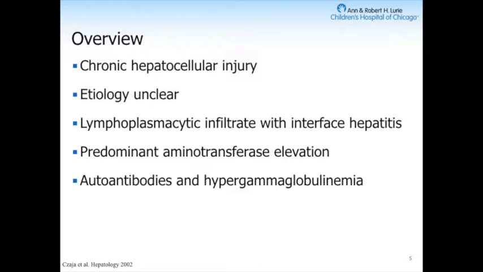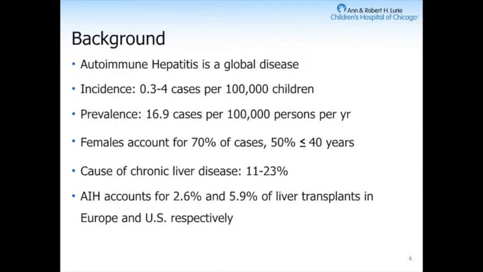So there's chronic hepatocellular injury in autoimmune hepatitis. The etiology is not clear. There's a lymphoplasmacytic infiltrate with interface hepatitis. You have high AST, ALT. You have autoantibodies and hypergammaglobulinemia. So this is a global disease. It's rare, as has been told to you before. There are 0.3 to 0.4 cases per 100,000 children. There are more females. It's a cause of chronic liver disease in 10 to 12% of everyone who has chronic liver disease. And it accounts for a small proportion of transplants in Europe and North America.